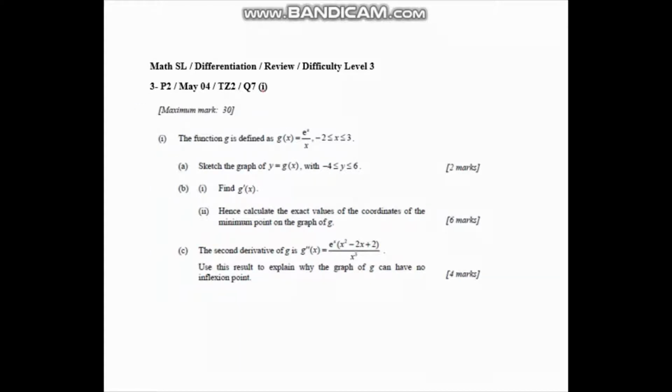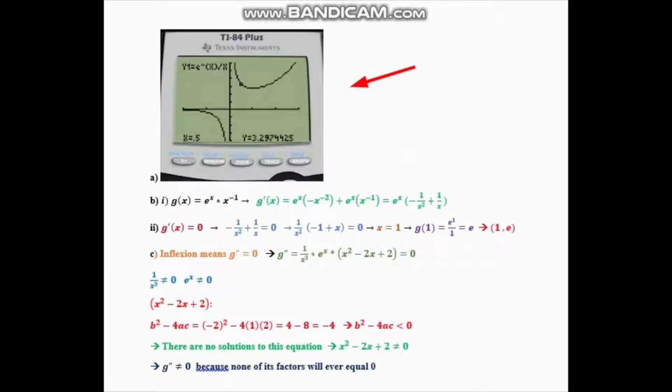So in question A, you are required to sketch the graph of g of x, which is e to the power of x over x, and you are given the domain and the range which you shall use in your window settings, and the GDC sketch should look something like this, right there, and you should copy this sketch onto your paper.